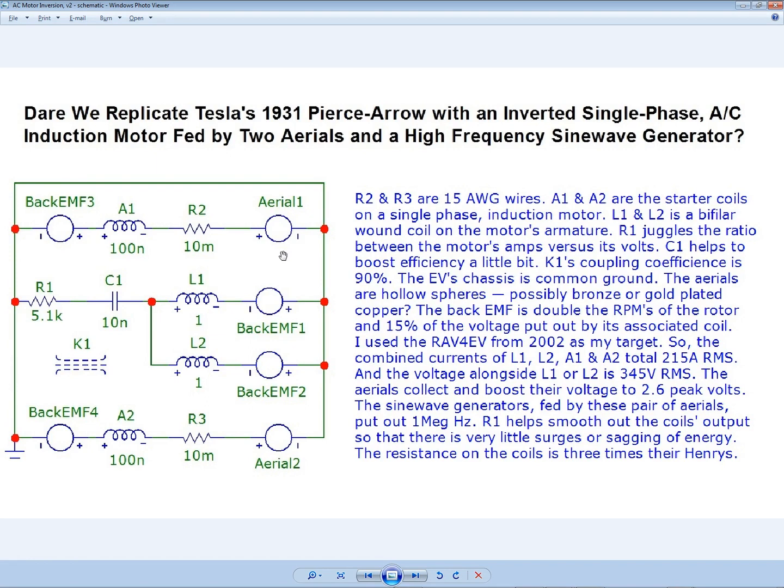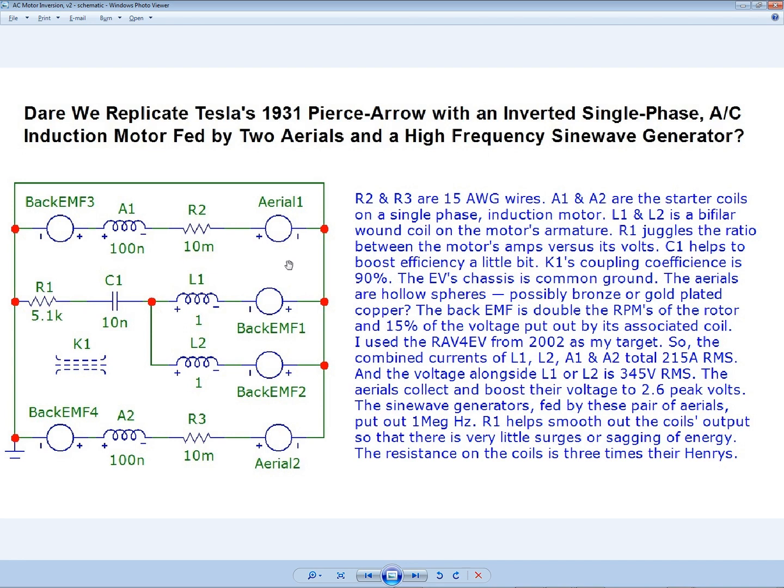Tesla had an 8-foot aerial, I believe it was, or 5. I keep mixing it up. I can't remember whether it was 5 feet or 8 feet. Let's say it was 8 feet on the back end of his Pierce Arrow 1931 demonstration. That aerial has very little surface area by comparison to a hollow sphere, which is a very economical use of surface area.